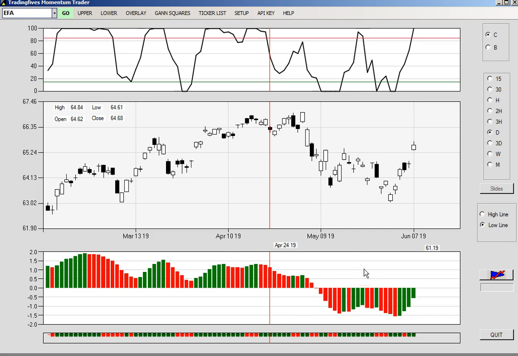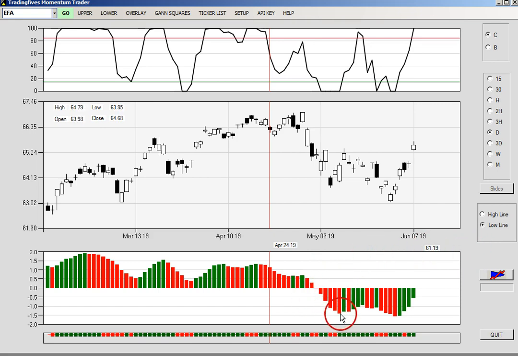Now, there aren't a lot of examples of the third condition, and that's what do we do when the histogram bars change color below the zero line but in the opposite direction. In other words, can we get a buy signal below the zero line by looking at the green bars? And yes, we can, and there's one that we're going to look at here. They're infrequent, so I don't have a lot of examples. But this is how that condition occurs.